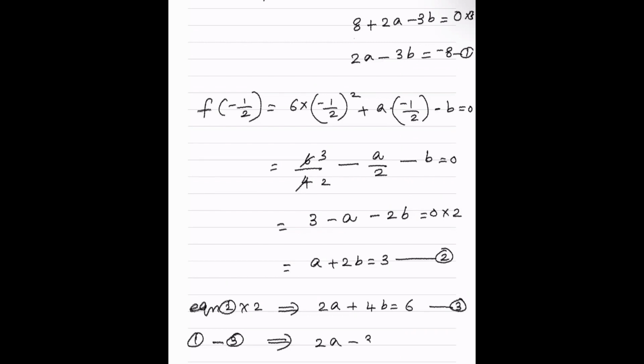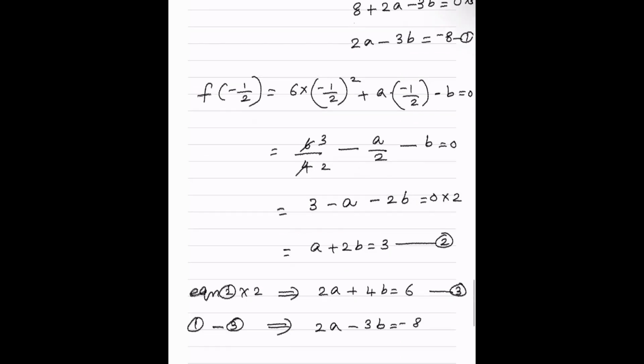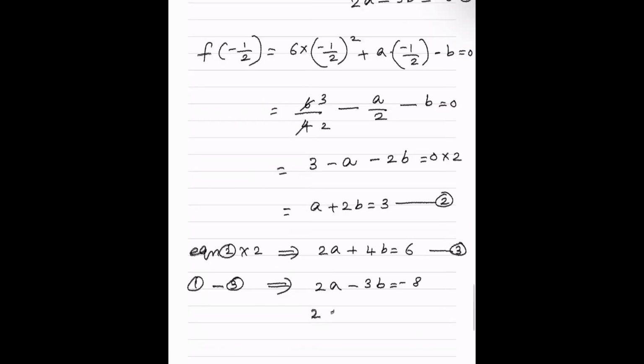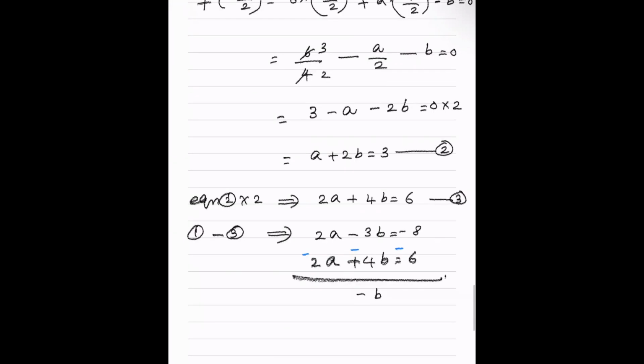It is 2a minus 3b equal to negative 8, and 2a plus 4b equal to 6. So when you subtract, change the sign. Negative, negative, negative. So I'm getting negative 7b equal to negative 14. So what is b? b is 2.